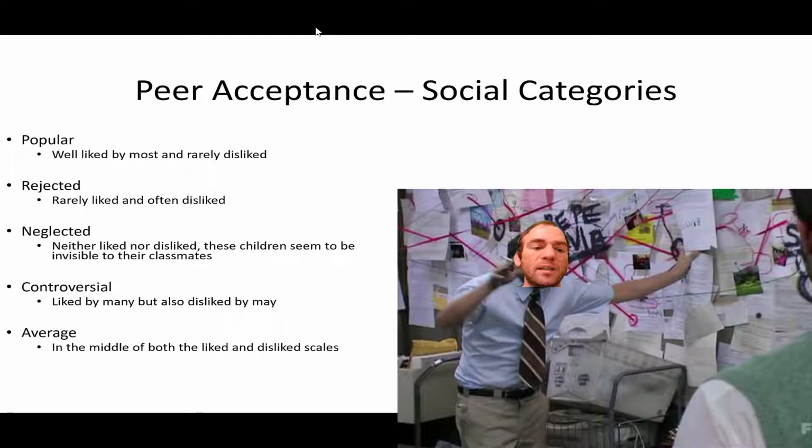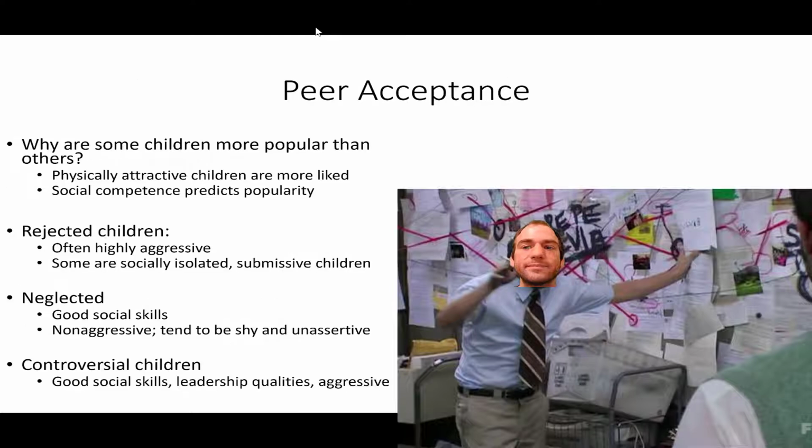Controversial, liked by many, but also disliked by many. And average, in the middle of both the liked and disliked scales. Why are some children more popular than others? Physical attraction seems to play a role, and physically attractive children are more liked. Social competence predicts popularity. Rejected children are often highly aggressive.